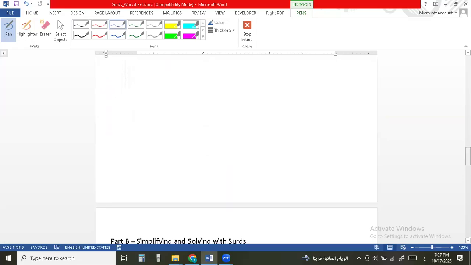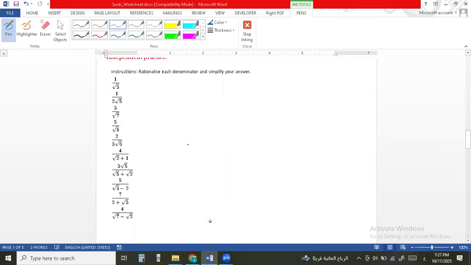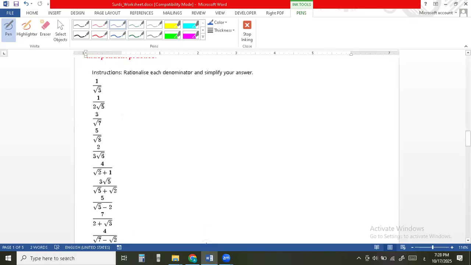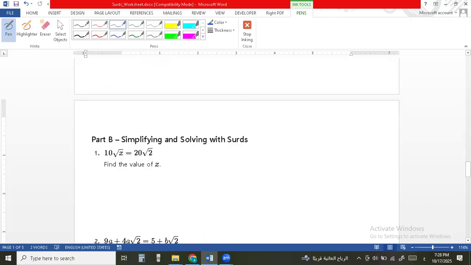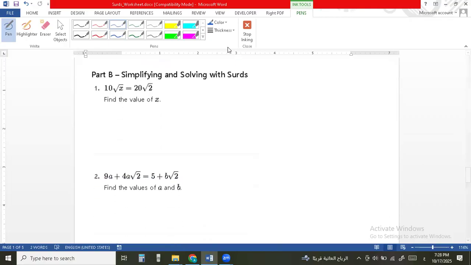This here is for independent practice. If you'd like to practice on your own, you can just zoom in. I'm going to zoom in for you. You can pause the video, take a screenshot of it, and you can rationalize these fractions. Look at this here. They're saying simplifying and solving with surds, and they're giving you such a question.